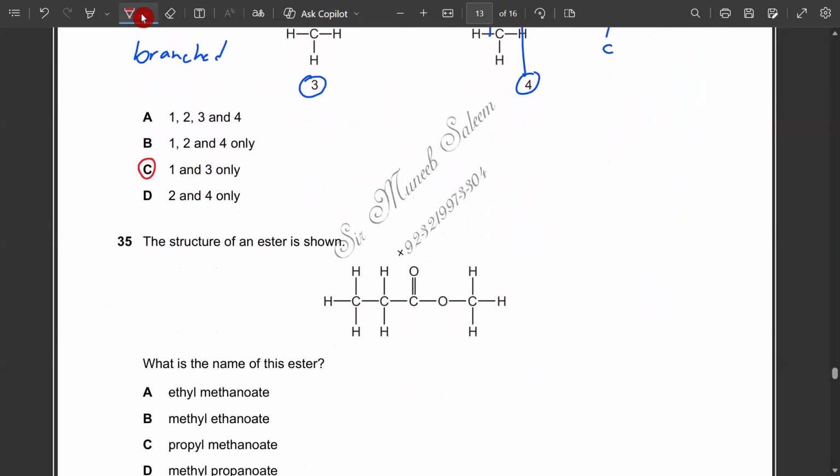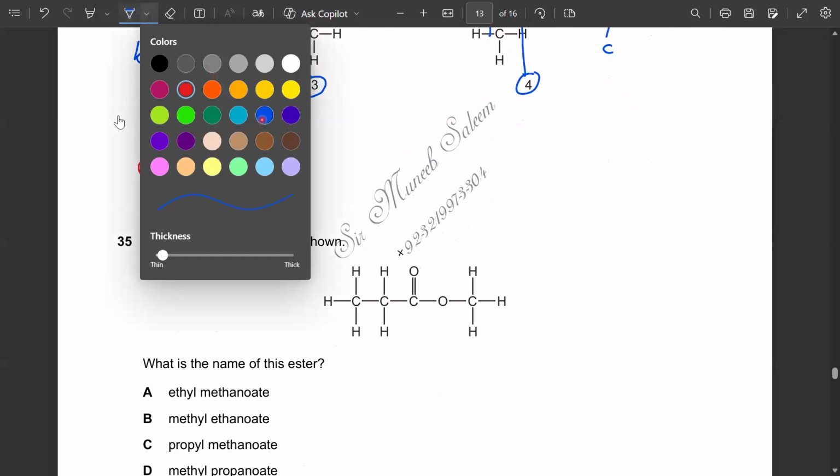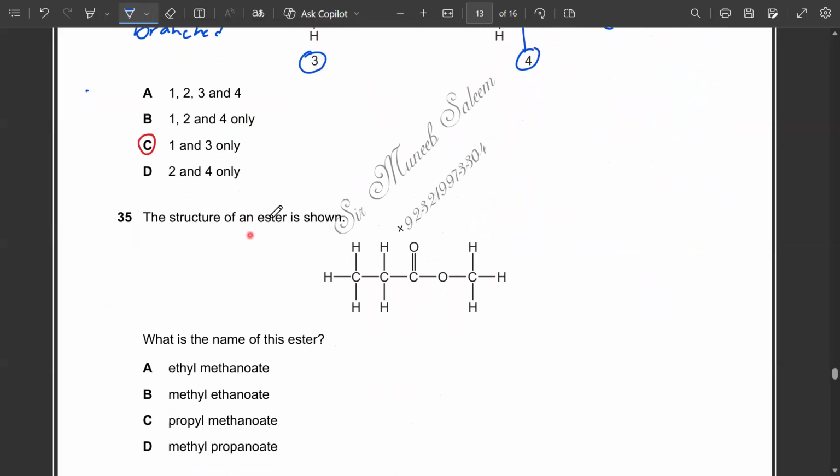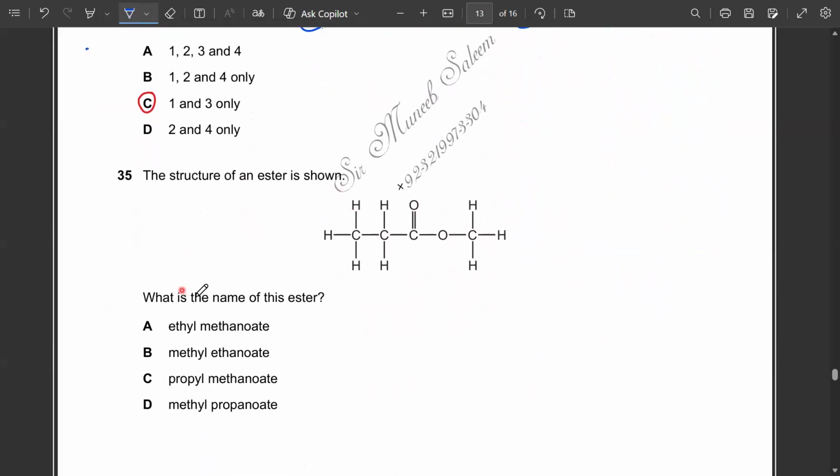Then 35, the structure of an ester is shown. What is the name of this ester? So this is an ester compound, and we remember the part which is bonded with the oxygen through a single covalent bond comes from the alcohol part, and this has only one carbon, so its name becomes methyl.